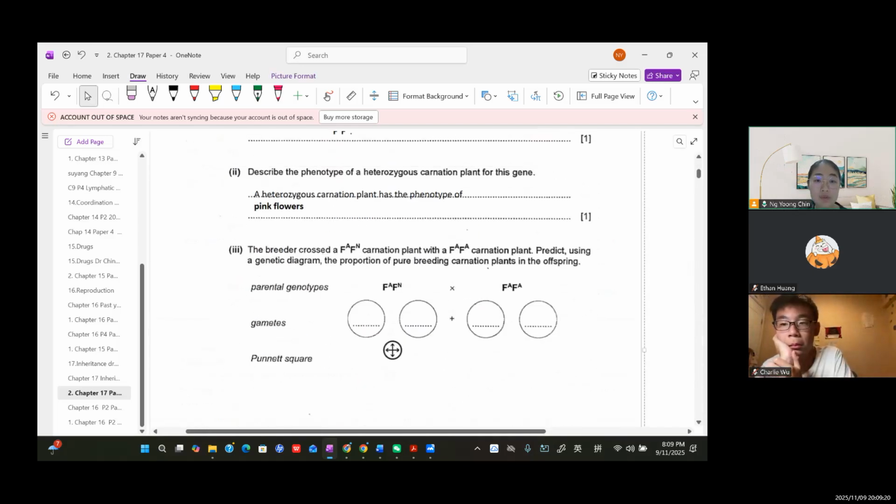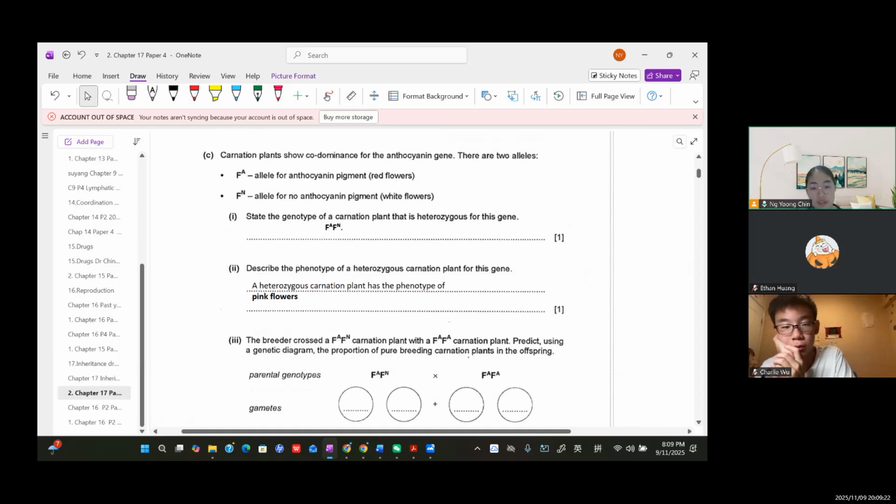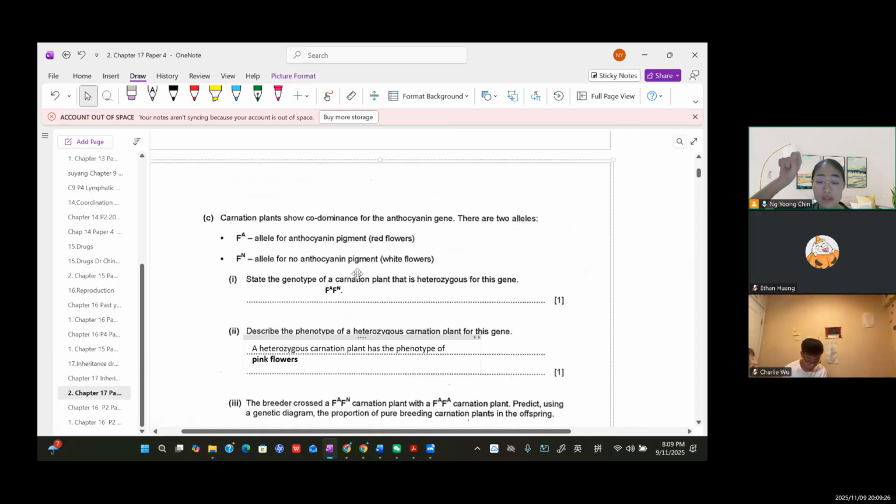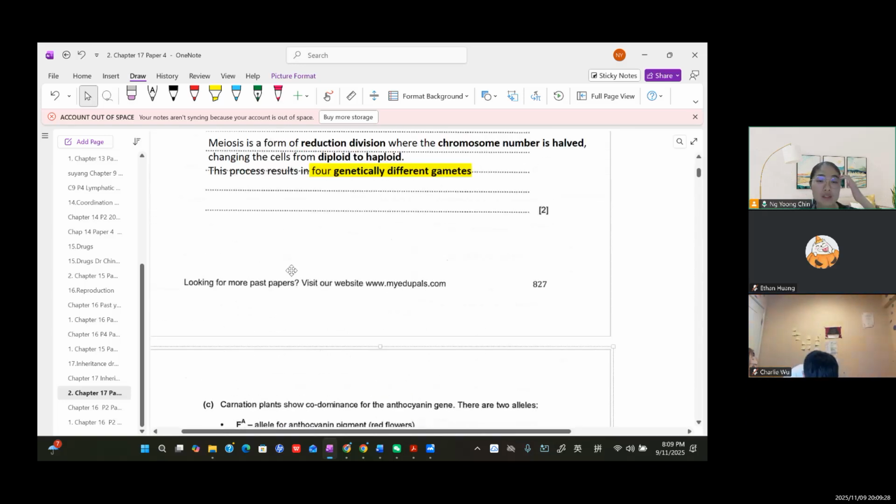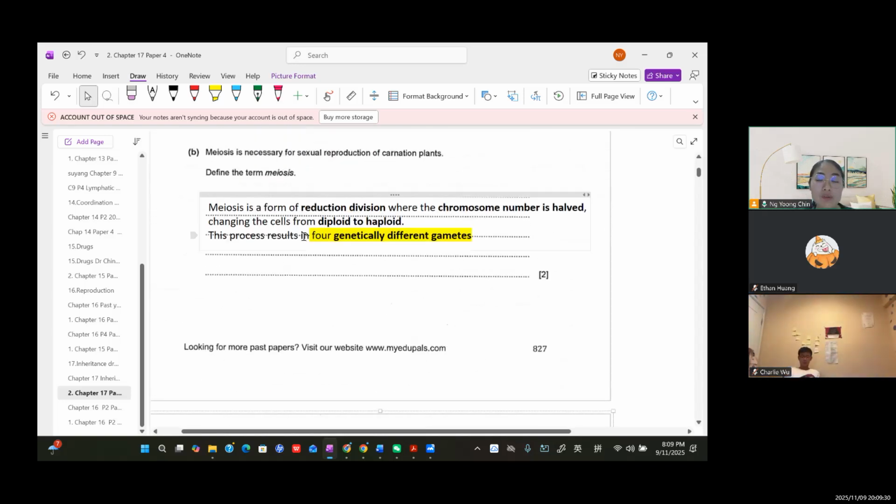Okay, we continue to do genetics, because you should know how to draw the genetic diagram. Because in this chapter, you are not required to memorize too much. You just need to know how to write the genetic diagrams and also some of the definitions on it.